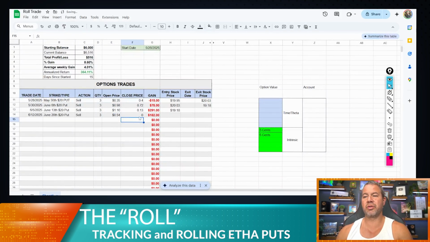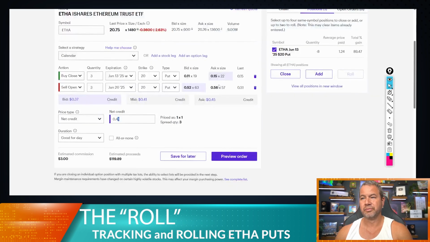If it expires worthless, yay, I made another good week of gains here. Not bad, but let's just put that in for the close price for right now. And let's just say that's what it costs. But ultimately next week, it's probably going to expire worthless again. This $20 put is already in the money. So what does that mean? Right now, it's selling at 54 cents.